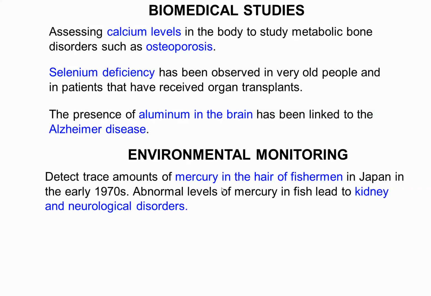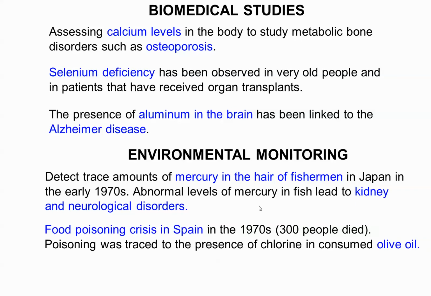Trace amounts of mercury have been detected in the hair of fishermen in Japan, 1970s. Abnormal levels of mercury in fish lead to kidney disorders and so on.